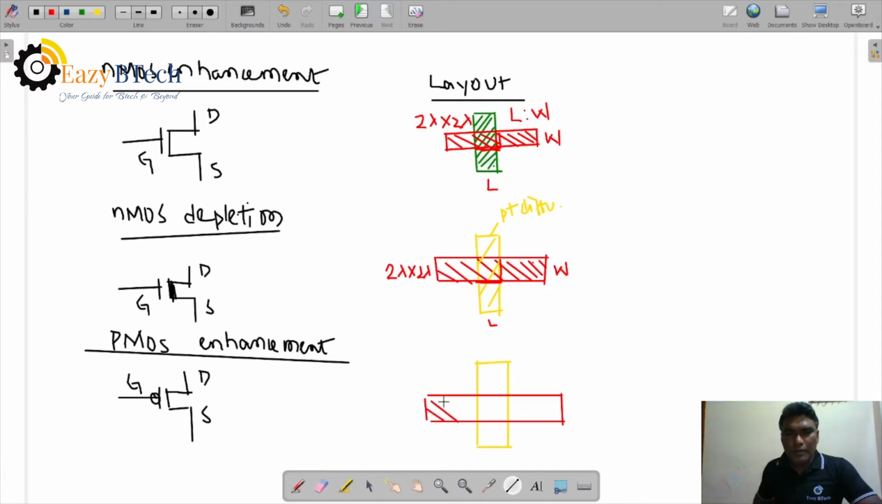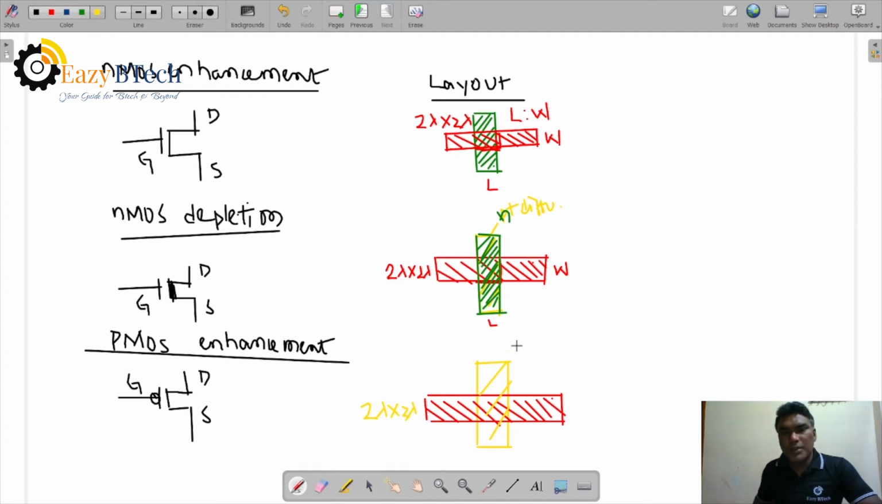So the forward lines, backward lines with nearer distance, and yellow color forward lines distance. The dimension of this one is 2 lambda into 2 lambda. Depletion NMOS means it is a green color. So it is NMOS, NMOS means green, it's not yellow. This is a green color. This is N plus diffusion.